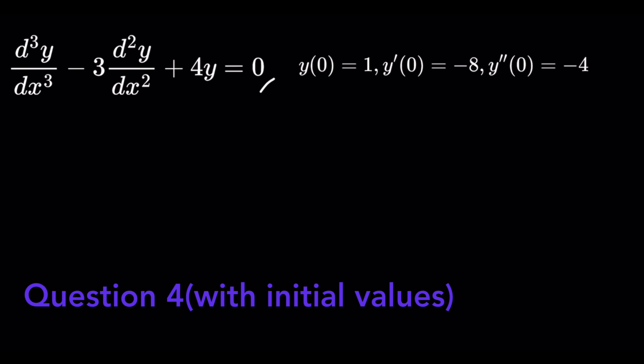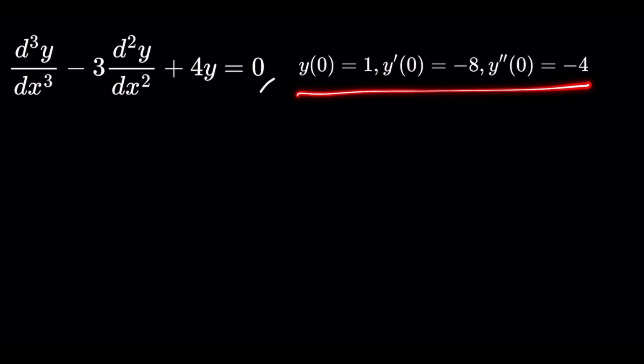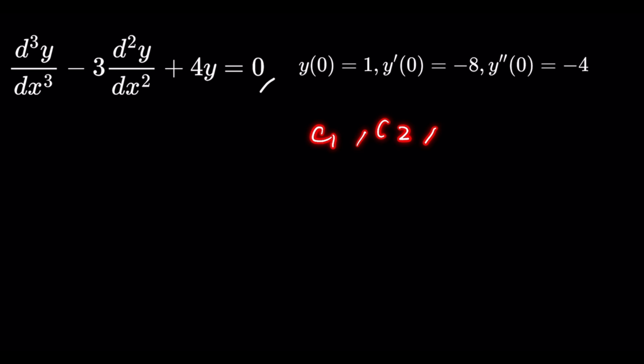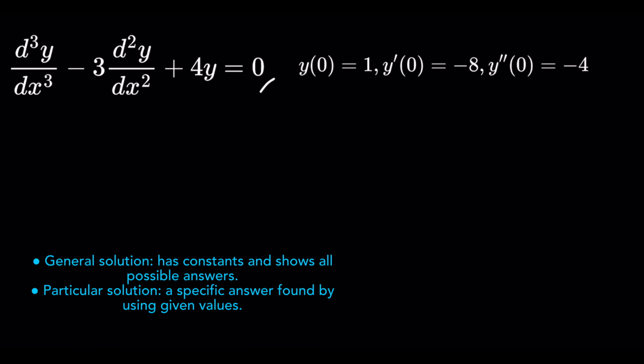Let's solve this homogeneous linear equation with the constant coefficients. In this question, we have been provided the initial value conditions. This means that we will eventually be finding the values of C1, C2, and C3, which are the arbitrary constants we always leave behind in the general solutions. This will be giving us our particular solution.